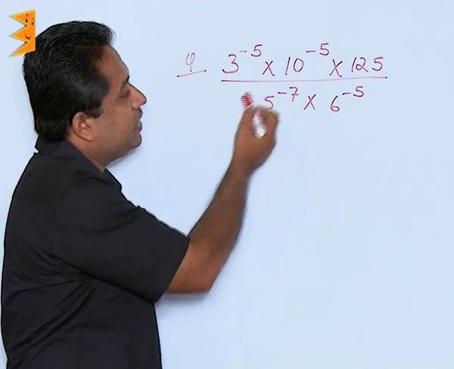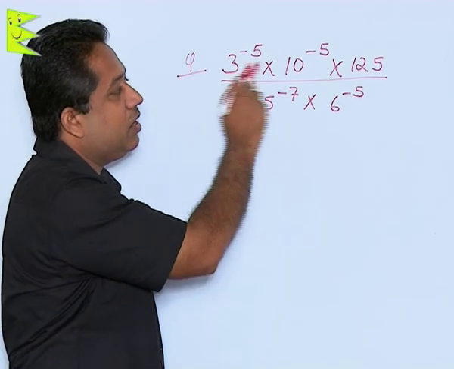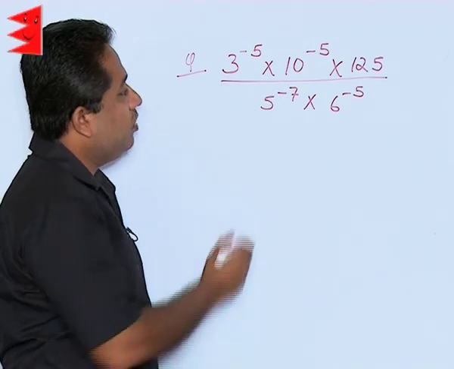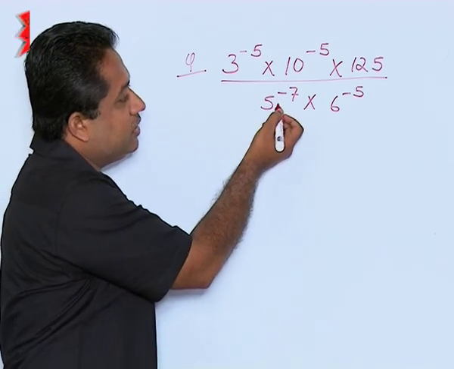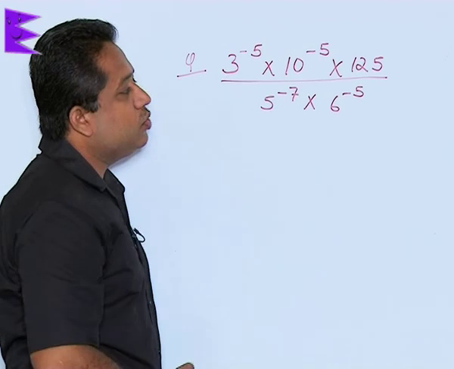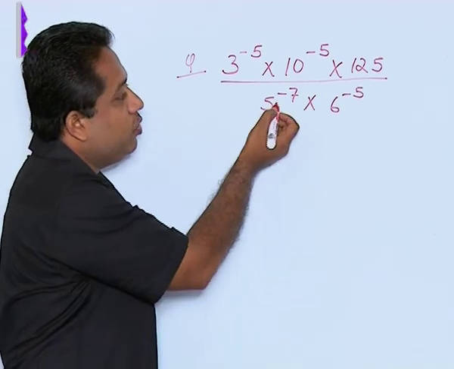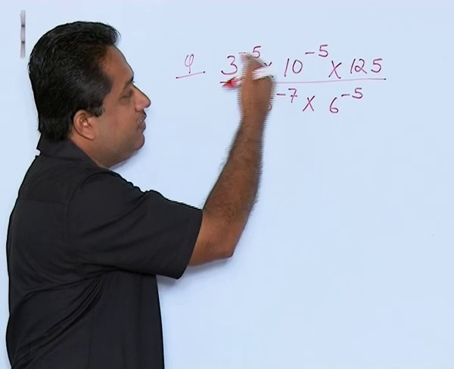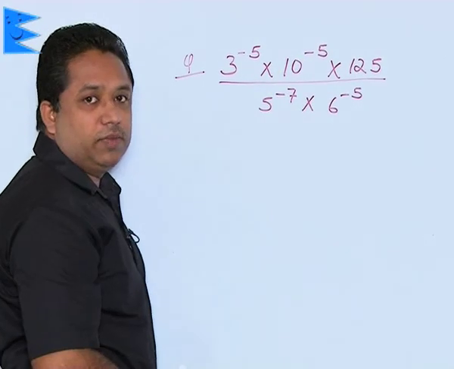Now look at these, there are no common bases, so we can't apply the laws of exponents directly here in any of these. So first thing first, what we will do is convert these negative powers to positive powers. And how do we do that? We will change the denominator to numerator and bring these negative powers down so that they become positive.